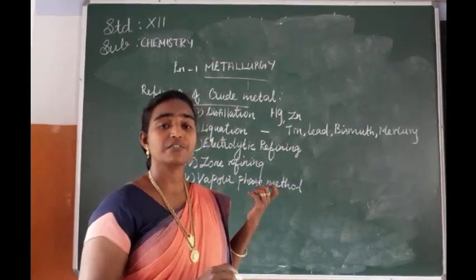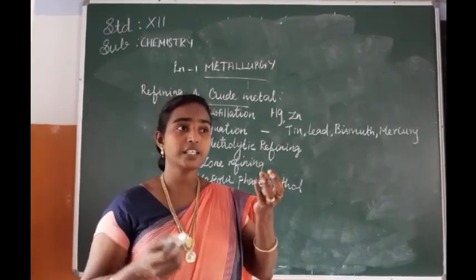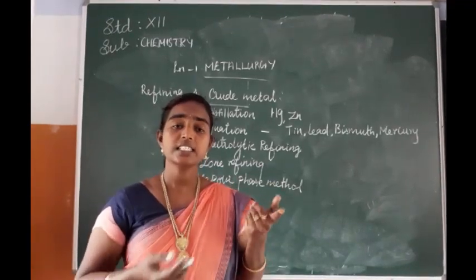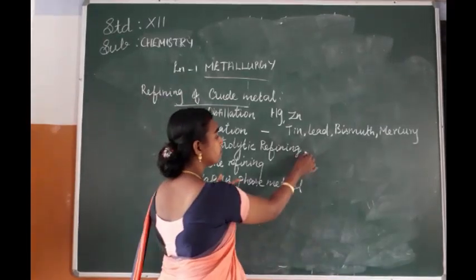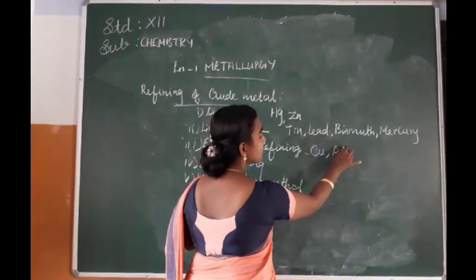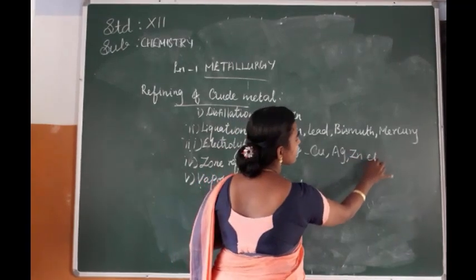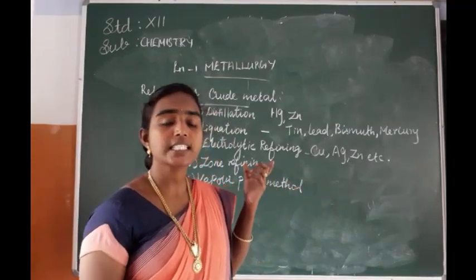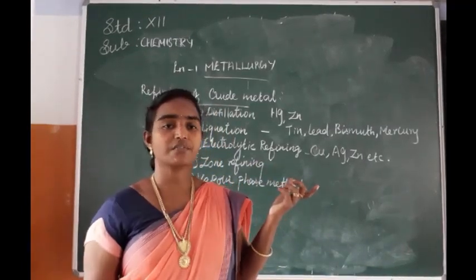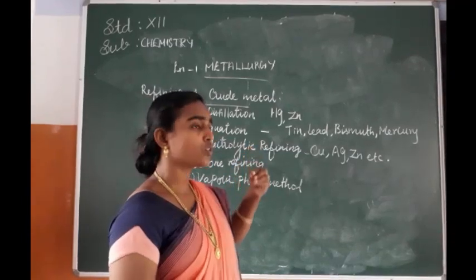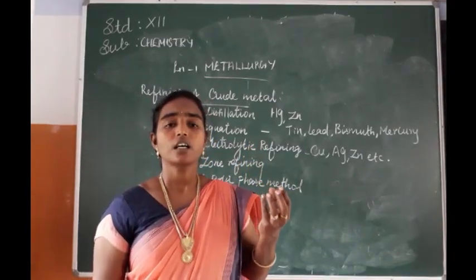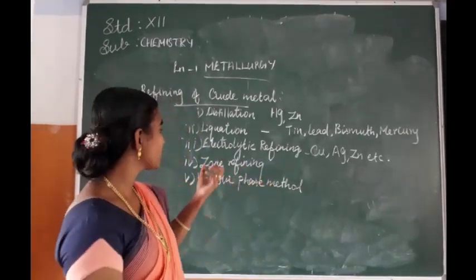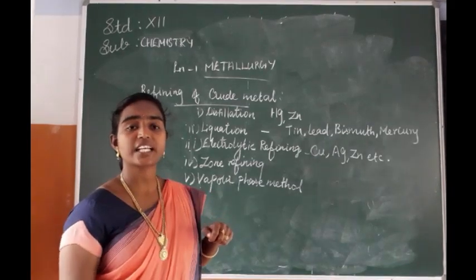So electrolytic refining, not only can we use copper, silver, zinc as examples, these types of metals, copper, silver, zinc. Not only this, we can give some more examples also. Okay. So these metals can be purified by electrolytic refining. So we can get almost 100, or more than 99% purest form using this electrolytic refining method.